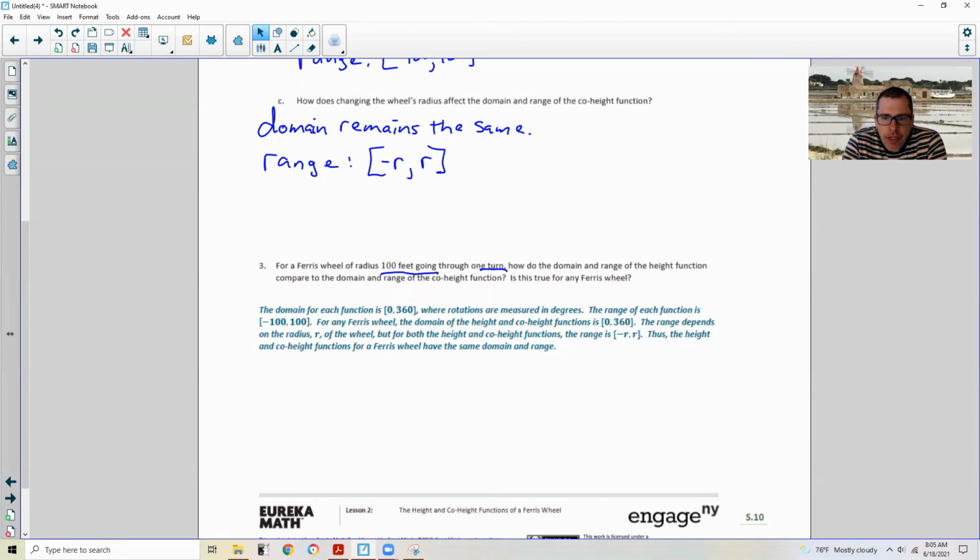The domain of the height function is 0, 360. The range depends on the radius r of the wheel, but for both functions, the range is negative r to r, the radius. Thus, the height functions for a Ferris wheel have the same domain and range.